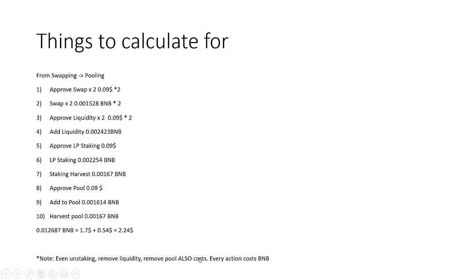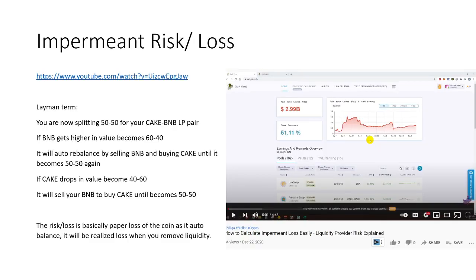Yeah, so as I've written here, everything costs in BNB. So the suggestion, like I said just now, if you can, have maybe half or 1 BNB there for you to spend on expenses. Okay? And finally, the most important thing is impermanent loss and risk.